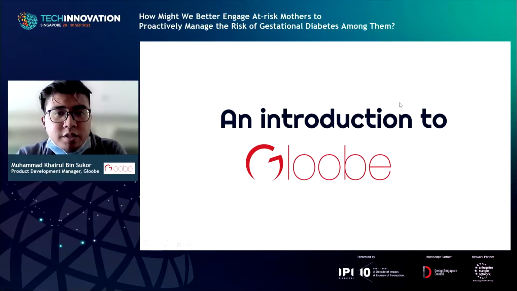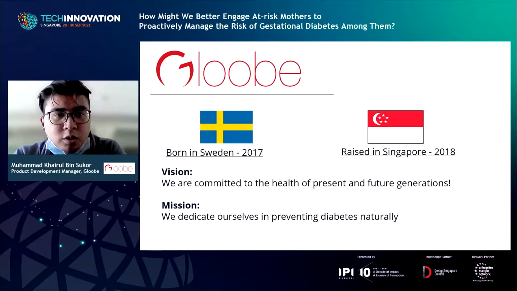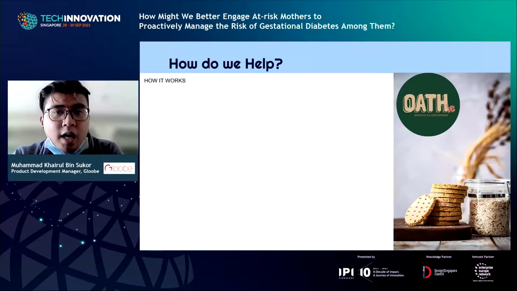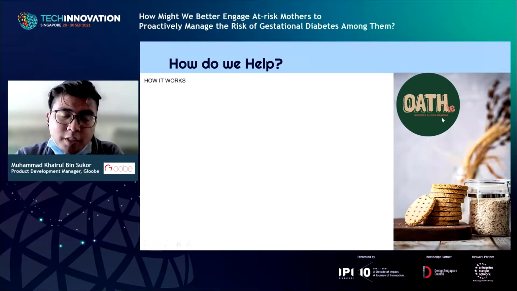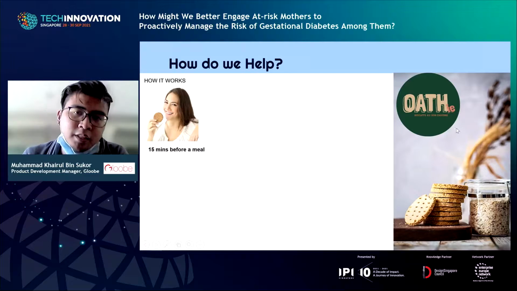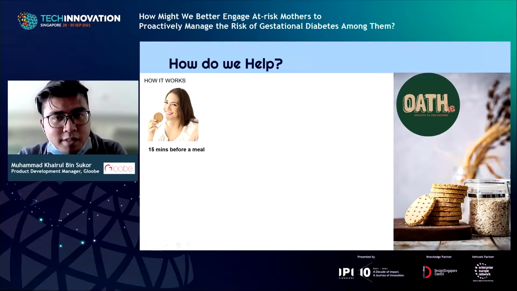A brief introduction of our company, Gloobe. Gloobe was born in Sweden in 2017 and raised in Singapore in 2018. We are committed to the health of present and future generations, and we dedicate ourselves to preventing diabetes naturally. So how do we help? We have a preload biscuit called OT, which helps to prevent diabetes naturally. OT is named after a promise to be there with you throughout your journey.